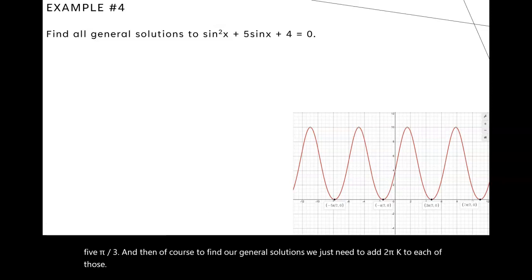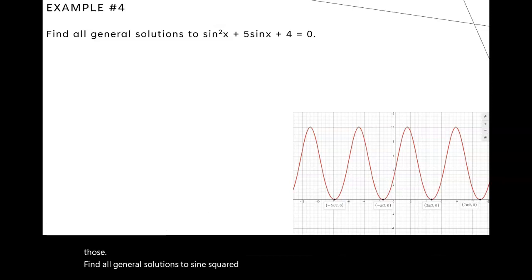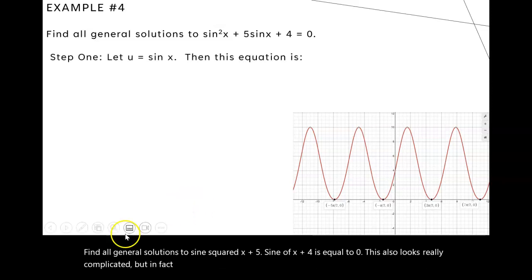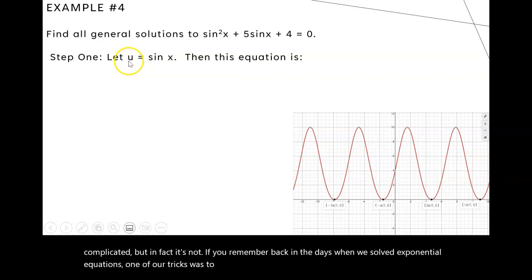Find all general solutions to sine squared x plus 5 sine of x plus 4 is equal to 0. This also looks really complicated, but in fact, it's not. If you remember back in the days when we solved exponential equations, one of our tricks was to substitute something to make this a simpler thing to work with. So notice I've got nothing but sine of x's, and one of them is squared.